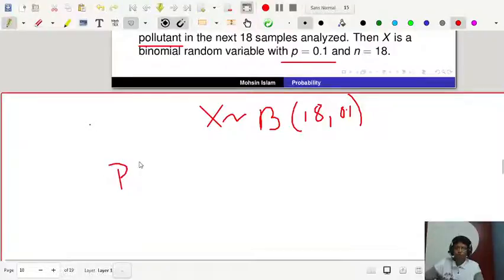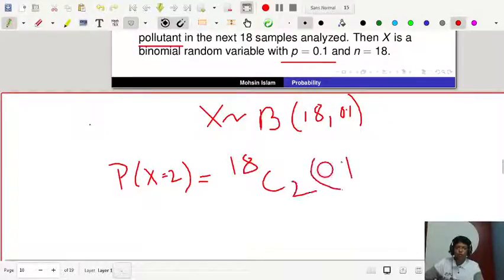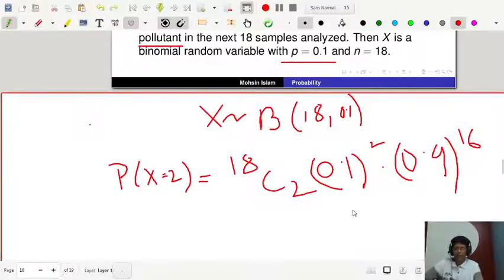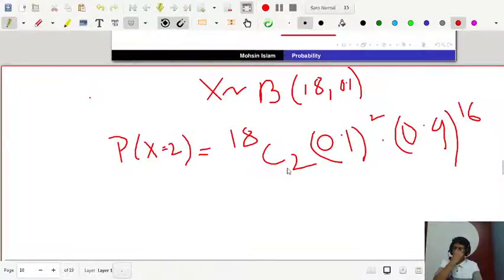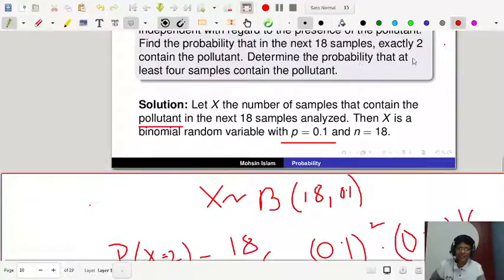So the probability of 2 successes, that is probability of x equal to 2, equals 18C2 times 0.1 whole squared, and your failure is 0.9, that is 1 minus the probability of success, to the power 16. So this is the calculation. You can calculate that with your calculator. This will give you the value of the probability for exactly 2 successes.